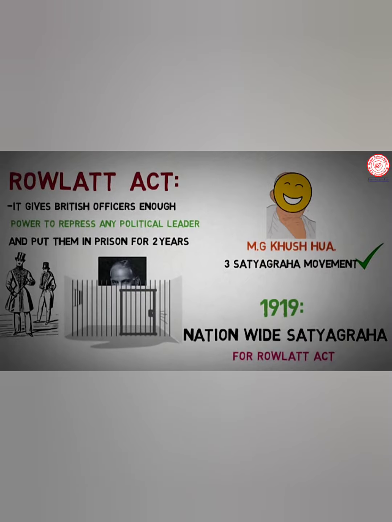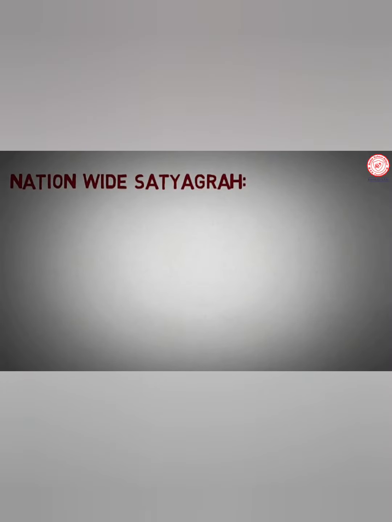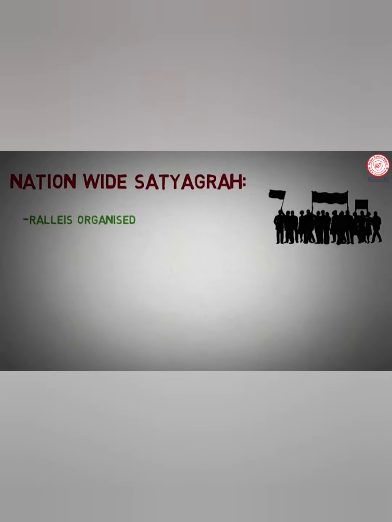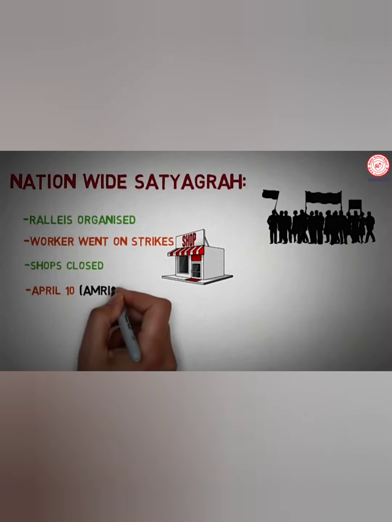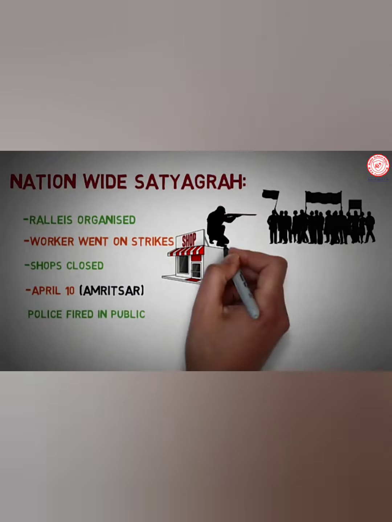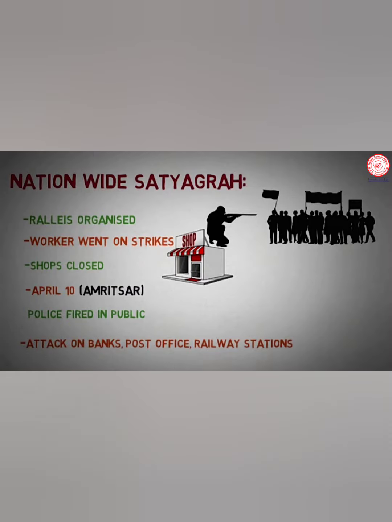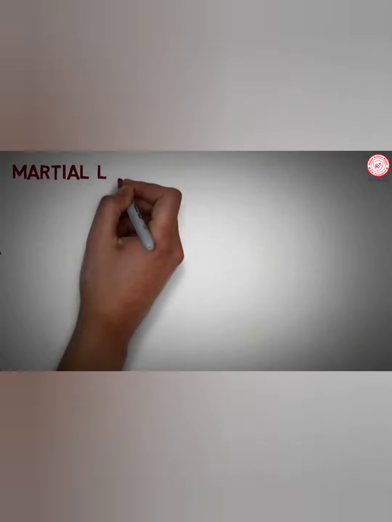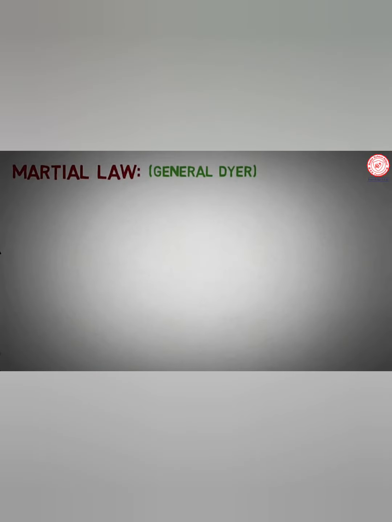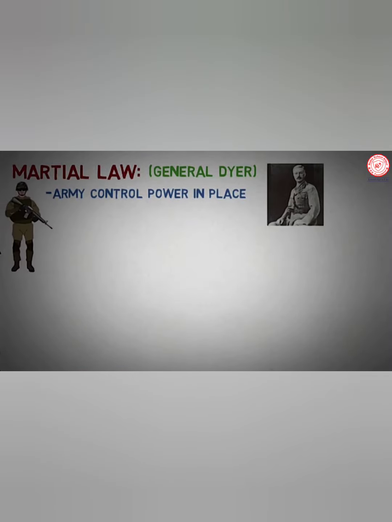During the nationwide Satyagraha, rallies were organized, workers were on strike, and shops were closed. On 10th April in Amritsar, police fired on people. People were furious because of the act, so they attacked banks, post offices, railway stations, etc. In response to this, the British imposed martial law, headed by General Dyer. During such laws, the army takes control in place of the local police in an emergency situation.